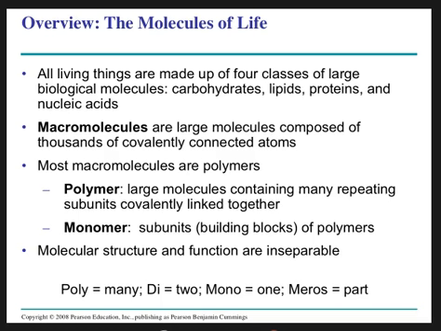Most of the macromolecules that we'll talk about are polymers. Polymers are large molecules that contain repeating subunits, many repeating subunits that again are covalently linked together. Those subunits are called monomers or building blocks. So monomers covalently bound together make up polymers.